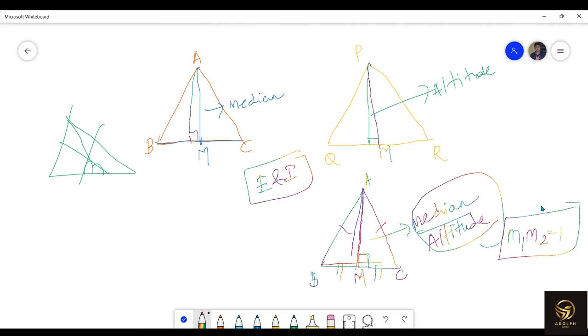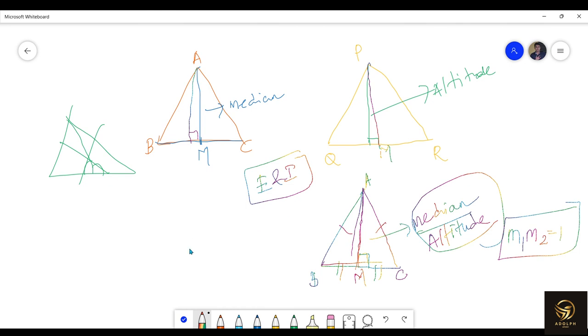You just understand this is a concept in equilateral and isosceles triangles. Median and altitude both are the same, they are not different. But for other types of triangles, the median is different from the altitude. Median is the line that joins the midpoint and top vertex. Altitude is the perpendicular line, perpendicular to the base and from the top vertex. In isosceles and equilateral triangles, median and altitude both are the same.